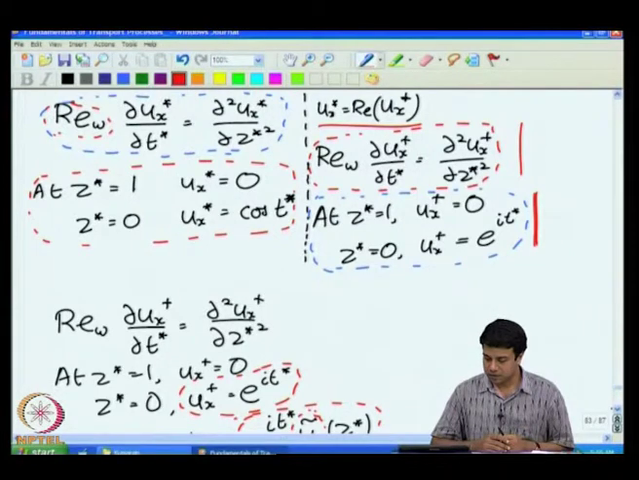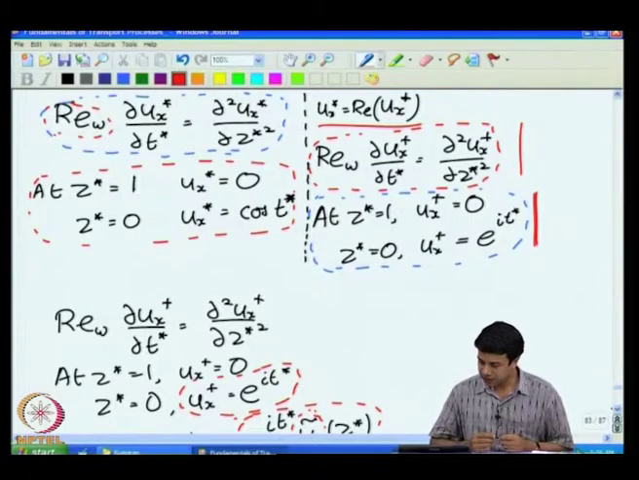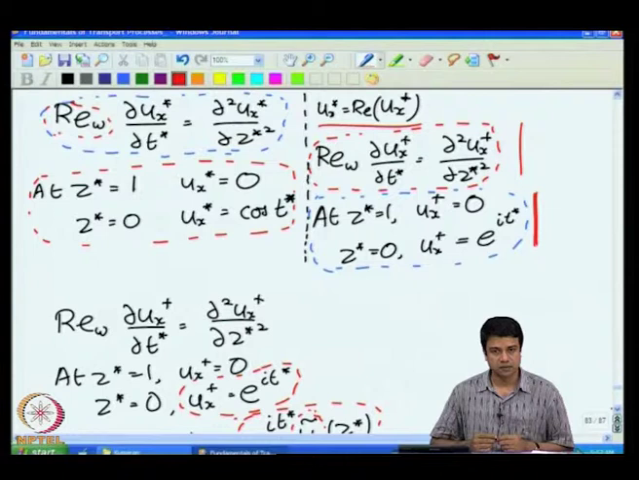The boundary conditions are at z star is equal to 1, ux is equal to 0, and at z star equal to 0, ux is just equal to cos t. So, this cos function varies between -1 and +1, and it is sinusoidal in time. We looked at a simple way to solve it. This cos function at the boundary is inconvenient in general to deal with. So, we defined a complex velocity field such that the actual velocity which we would like to obtain is the real part of this complex velocity field.